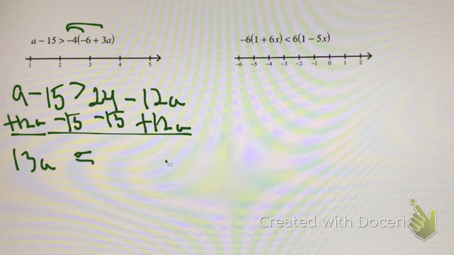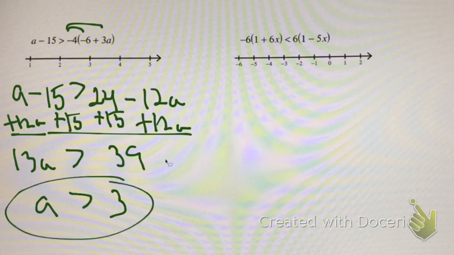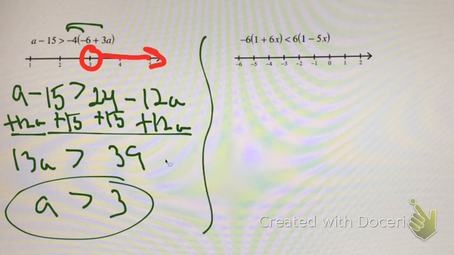Add 15 to both sides. Oops, I said add, that's why. I was just checking my work there and it didn't make sense. And all of a sudden that becomes 39. And that a becomes greater than 3, because 13 goes into 39 3 times. So there's your 3, greater than, and don't shade it because it doesn't need to be shaded.